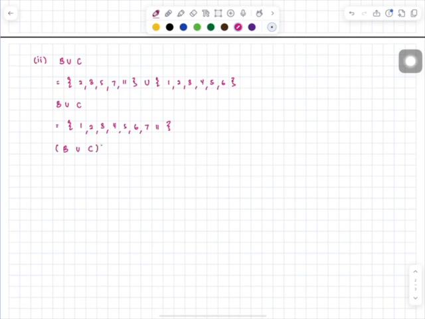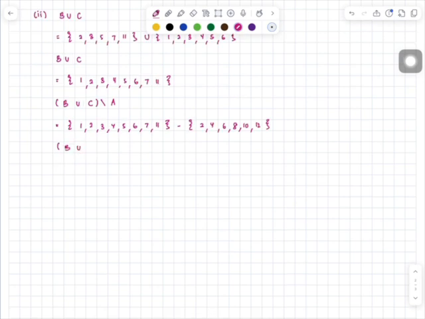Next, we perform the difference operation. This means we will remove all the elements that belong to set A from the union. After removing the elements of set A, the remaining elements are 1, 3, 5, 7, and 11. Finally, the two vertical bars represent the cardinality of a set, which means the number of elements in the set. There are 5 elements in this set. That is the answer for number 2.